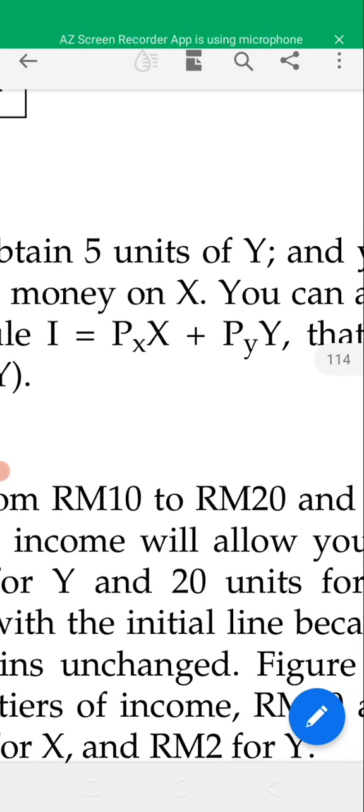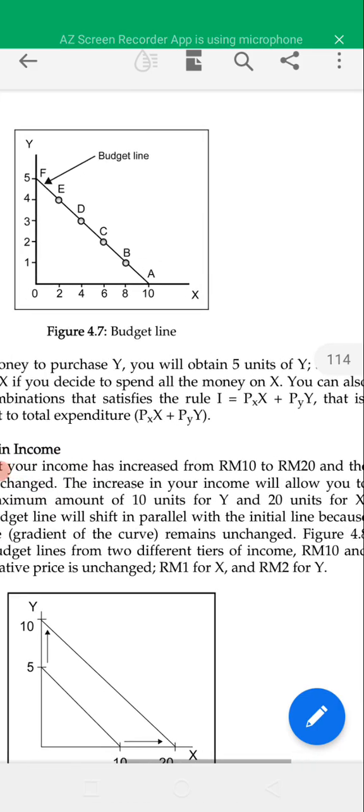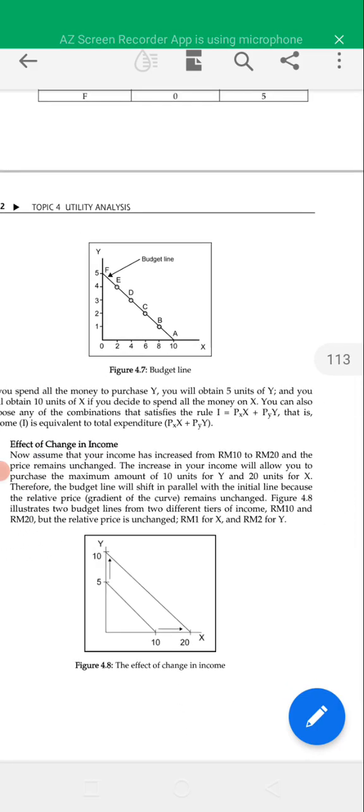I, which is income, is equal to PX, the price of X, times X, plus the price of Y times Y. So PX is the price of X times the quantity of X, plus the price of Y times the quantity of Y. So what we're saying here is that every combination should be equal to your income. So if it's not equal to your income, then it's not on the budget line.